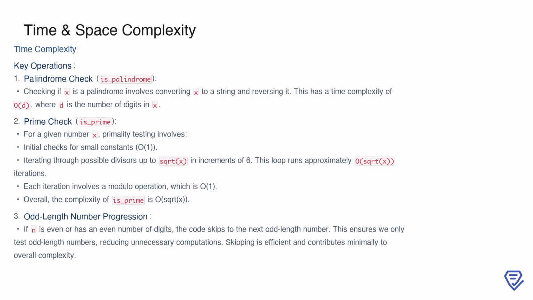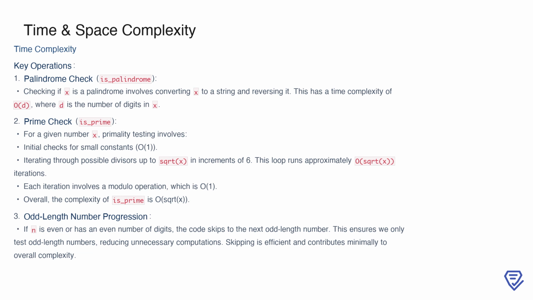To analyze the time complexity of our solution, we start with the key operations. First, the is_palindrome function checks whether a number is a palindrome. This involves converting the number to a string and reversing it, which takes time proportional to the number of digits in the number, represented as O(D).